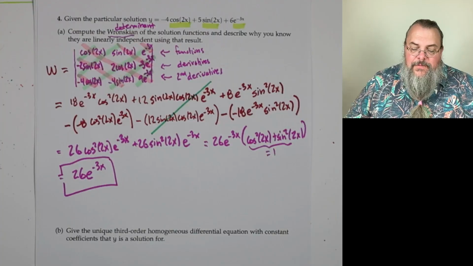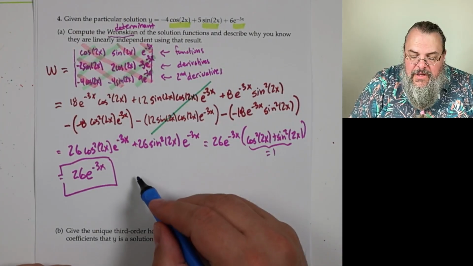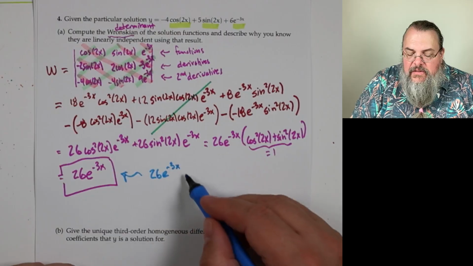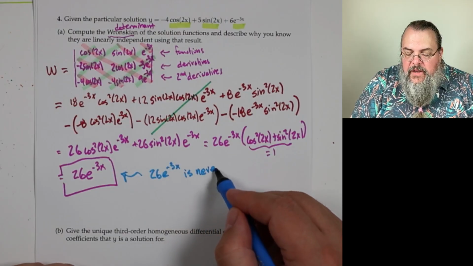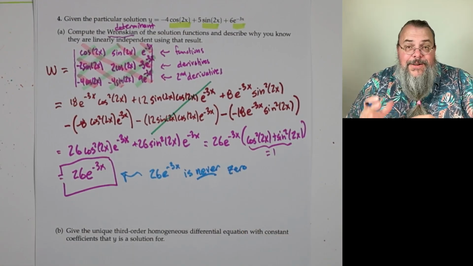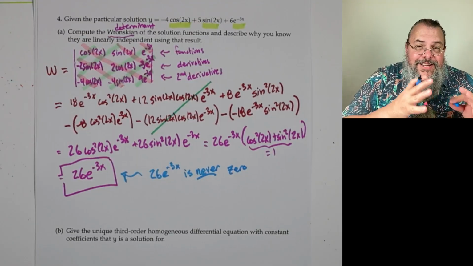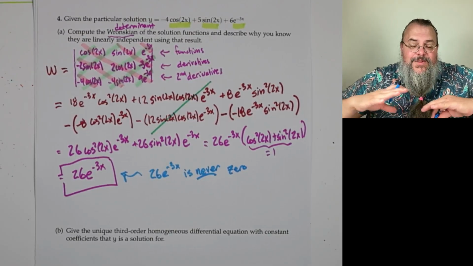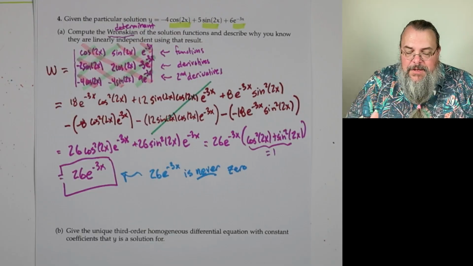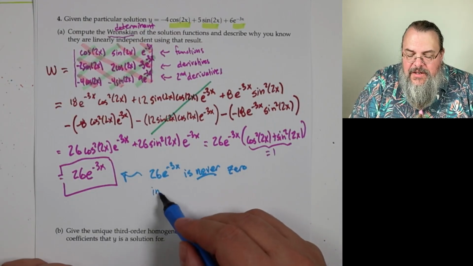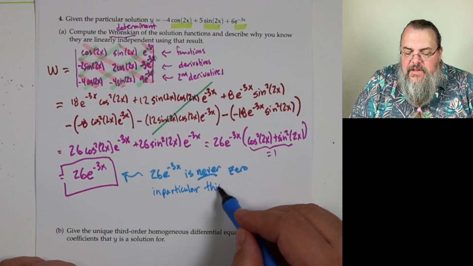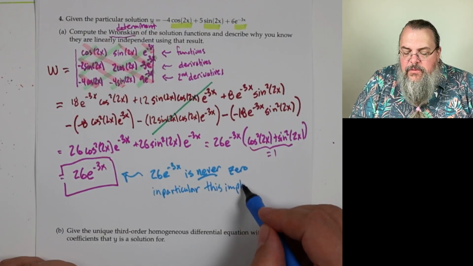Well, what follows? And here's the clue. So, 26 e to the minus 3x is never 0. And you might say, okay, what's that have to do with it? Well, linear independence comes from saying that the Wronskian is never 0. That's what says there's no way to combine these to get something weird happening. In particular, this implies linear independence. So that's what you're looking for.